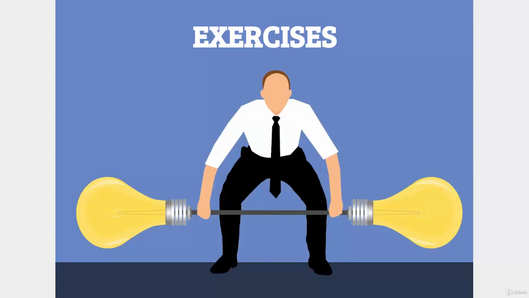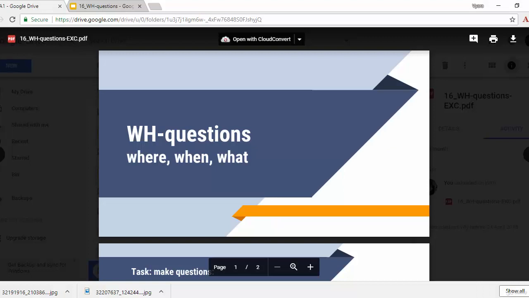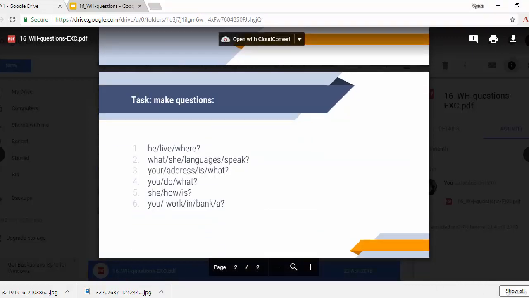Good. So let's see now the PDF. One exercise, 6 sentences. What you need to do is to make questions. The words are there. They are not in the correct places. Be careful about tense. Be careful about do or is or are or does. Good luck.